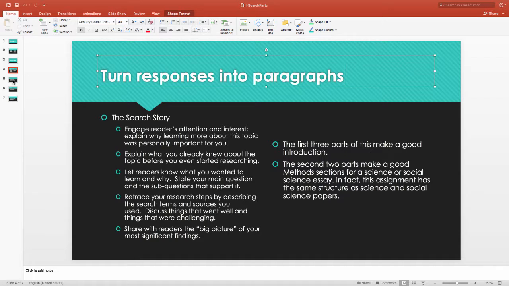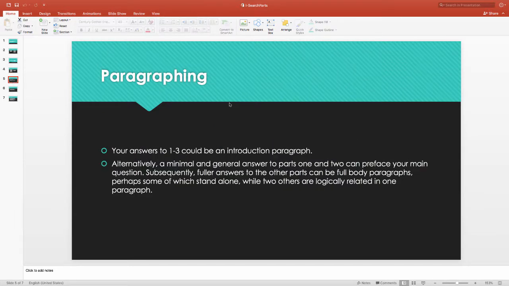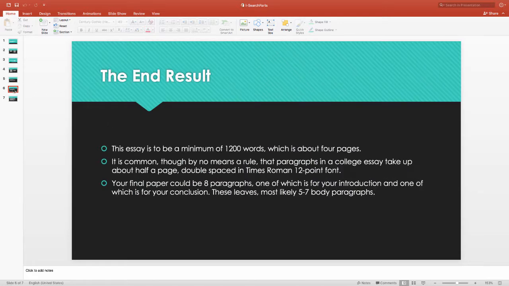You write a lot of papers in college, and an awful lot of the classes that you take are in the social sciences and some in the sciences. Paragraphing. As we said, your answers to 1, 2, and 3 could be an introduction paragraph, or alternatively, a minimal and general answer to parts 1 and 2 can preface your main question. Subsequently, fuller answers to the other parts can be full body paragraphs, perhaps some of which stand alone, while others are logically related in one paragraph.